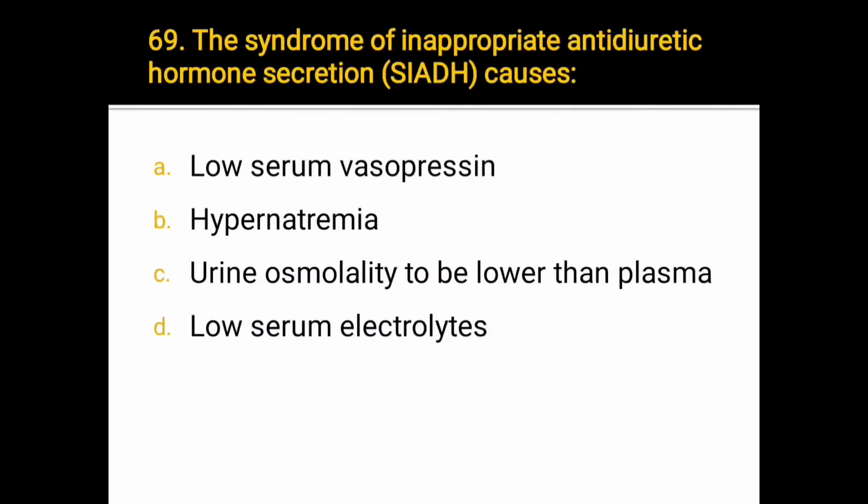The syndrome of inappropriate antidiuretic hormone secretion, SIADH, causes: A. Low serum vasopressin, B. Hypernatremia, C. Urine osmolality lower than plasma, D. Low serum electrolytes. Correct answer: A. Low serum vasopressin.